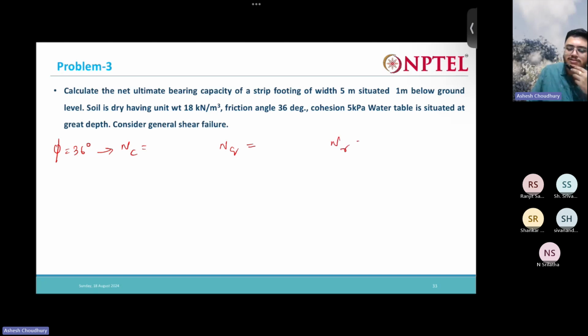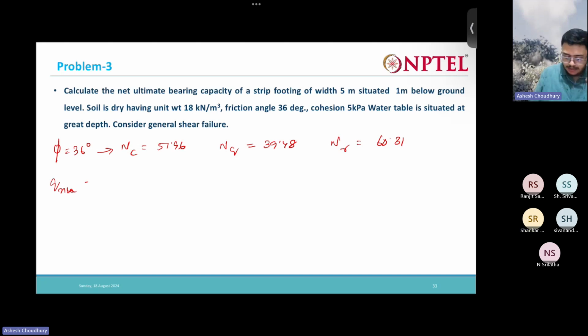From where will you get these values? From IS 6403. Yes, from IS 6403 you can get N_q and N_gamma. If you look at the table, you will get them. Done. Now see, what is the net ultimate bearing capacity given by the IS code? Can you tell me the expression of net ultimate bearing capacity given by IS code?